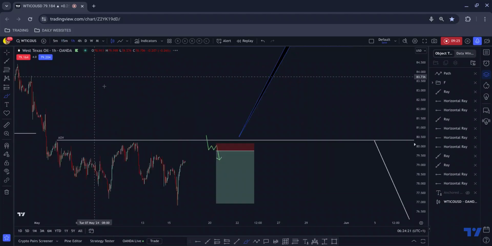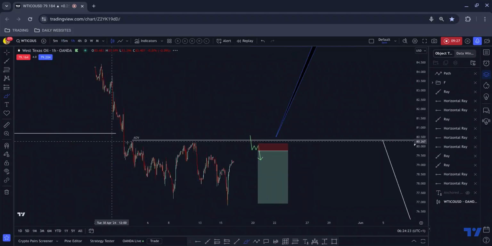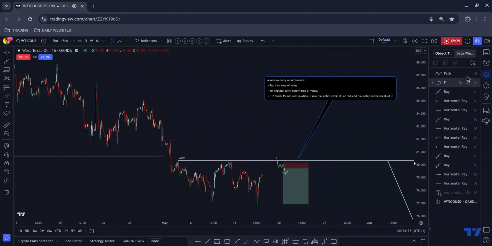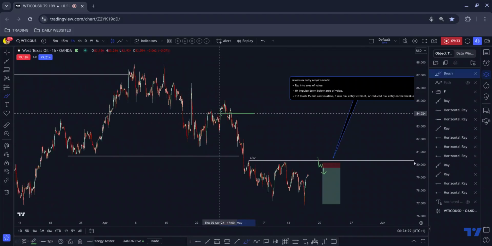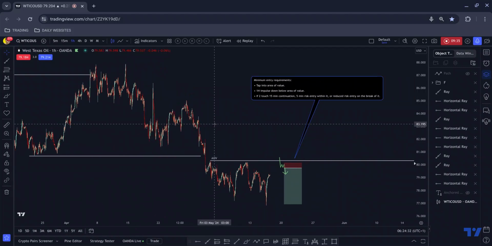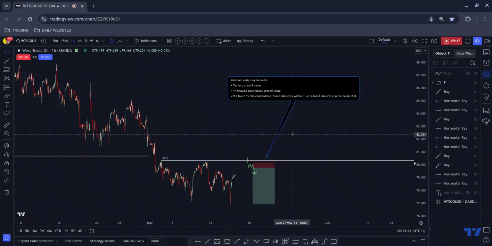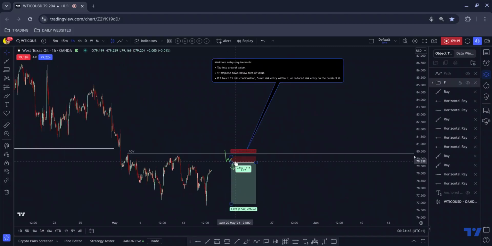But regardless, what I'll be looking for today is the same thing as I was looking for yesterday. I will be looking for a tap into that area, and then because of the sequence and all the other risk factors I explained a moment ago, I'll be looking for that 1 hour impulse down, a 2-touch 15-minute continuation, so a minimum of 6 to 8 corrective 15-minute candles, and then an entry on the break or a risk entry within it if I could get it.